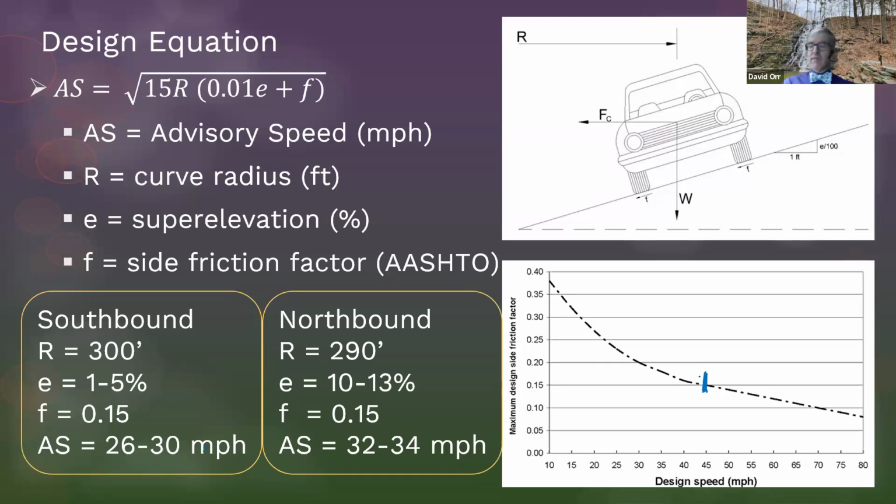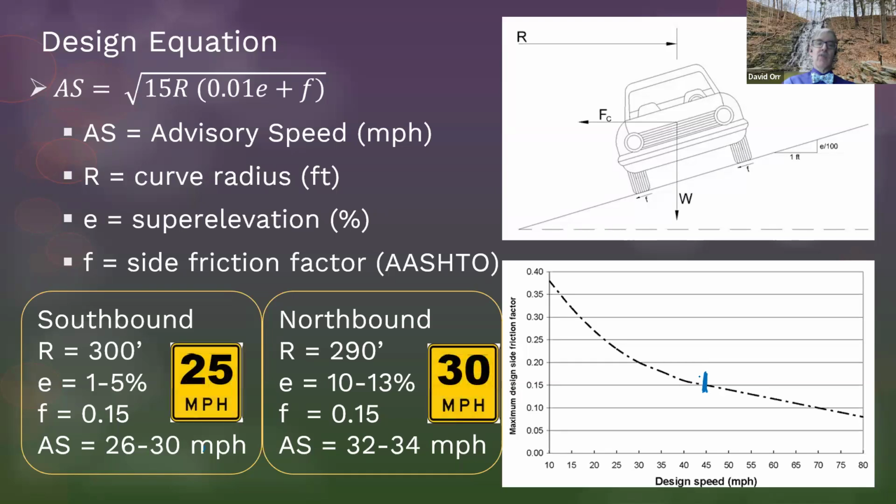So southbound, we would go the worst case scenario of 26 and round down to 25. And northbound, it would be the worst case scenario of 32 miles an hour, and we'd round down to 30. So that would be your advisory speeds. Okay? That's the design equation method.